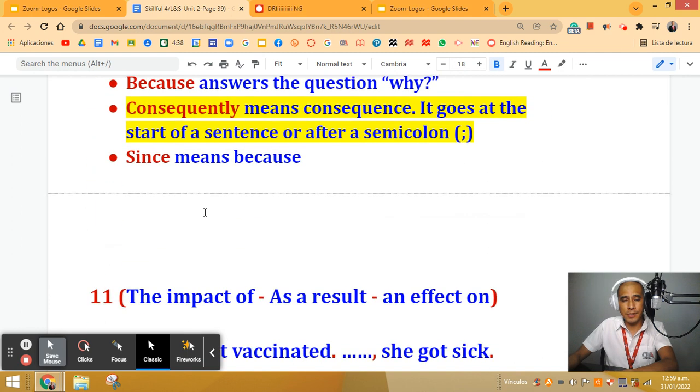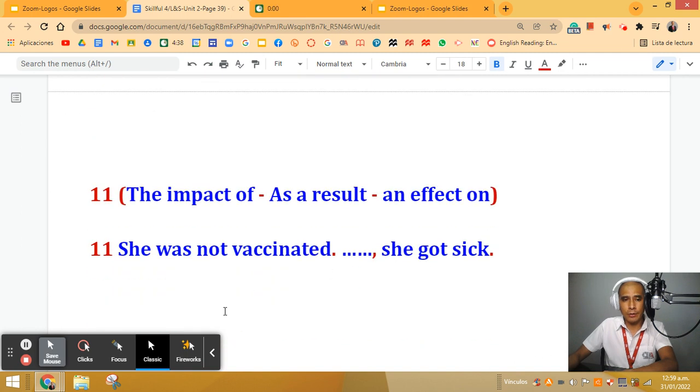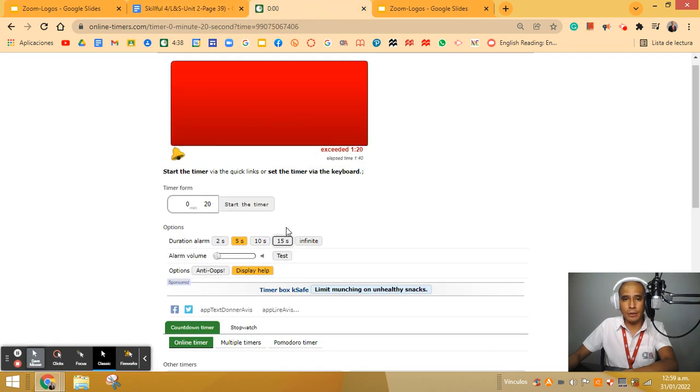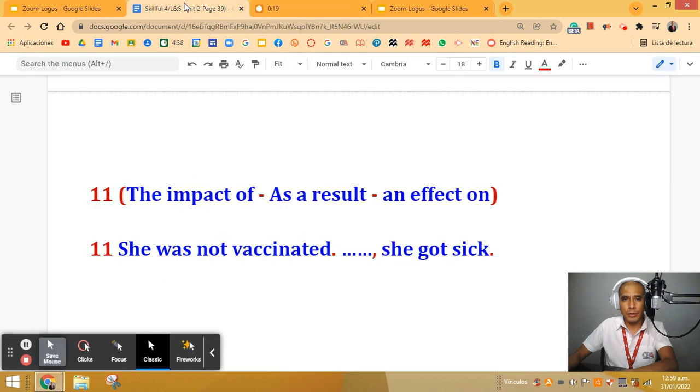Finally, we have the last exercise, which is number 11. The same procedure. I'm going to give you 20 seconds. Read it and choose the correct option.